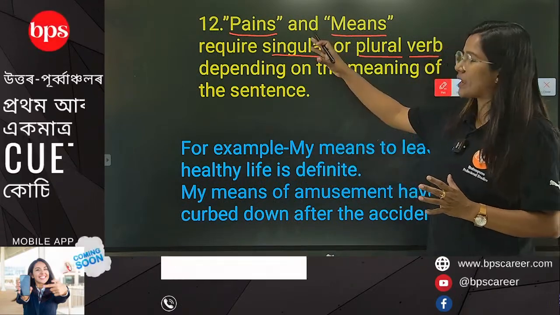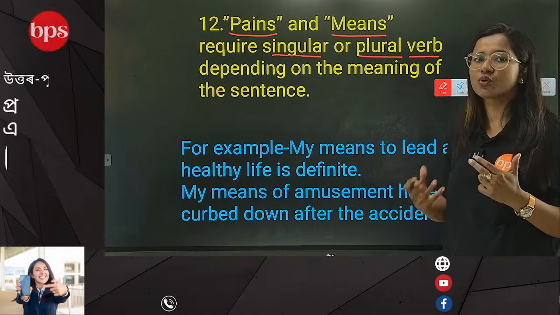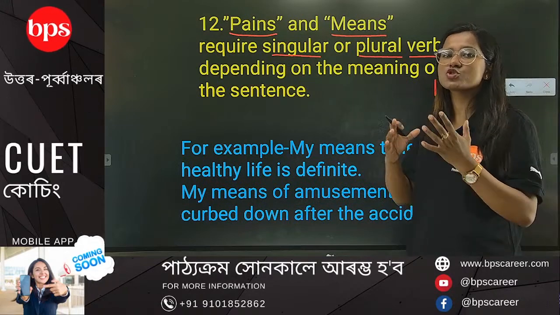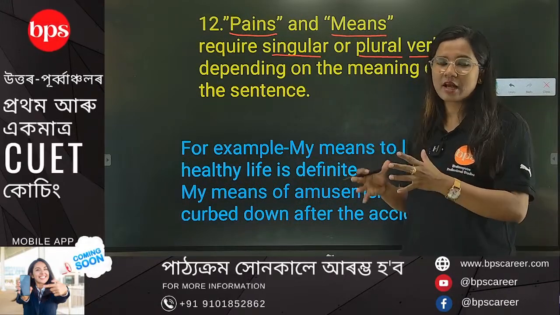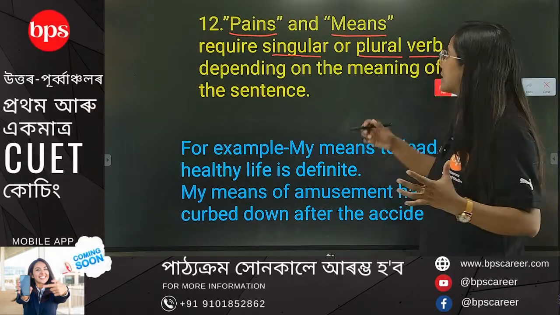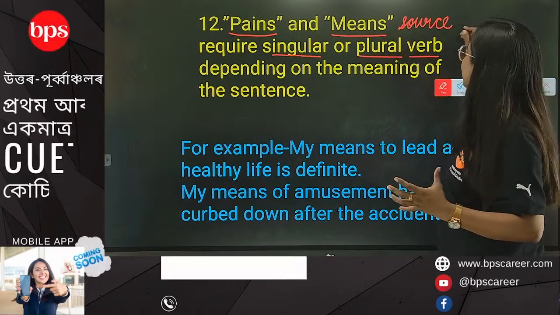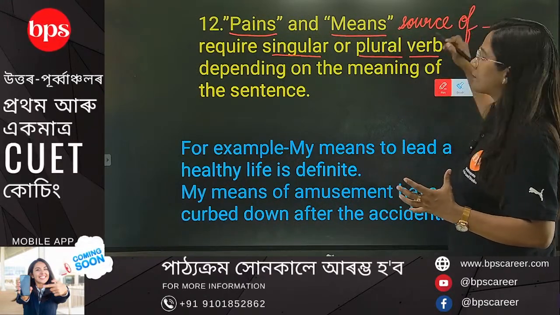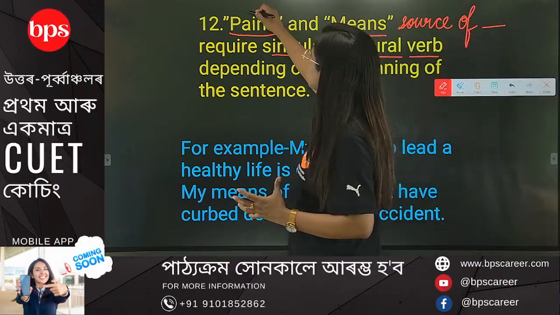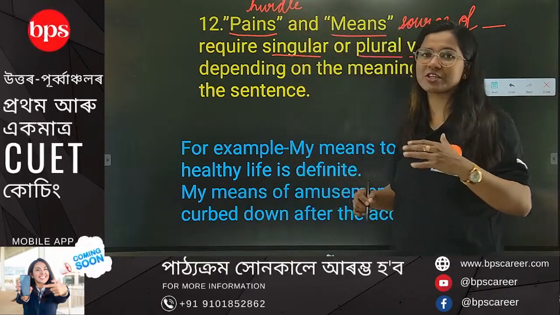For example, what is pains? Pains means the hurdle which one has to go through or overcome. And means actually the source of income also we can say, or the source of something, anything. Source of something, it may be income, it may be joy, it may be happiness. And pains means the hurdle that one has to go through to achieve something.